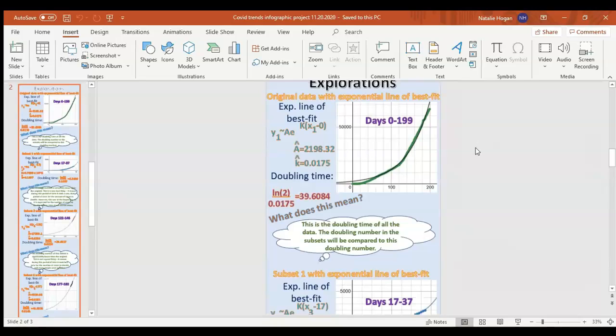So for the first, let's see, this is the original, day 0 to 199. And the average doubling time was about 39 or 40 days. So I compared the rest of the doubling times.